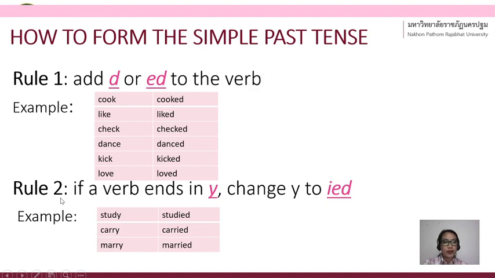Let's go to rule number two. Rule number two is used if a verb ends in Y, change Y to IED. Always remember, change Y to IED. Example: study, studied, carry, carried, marry, married.